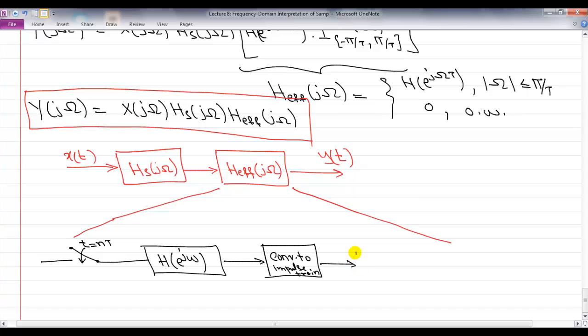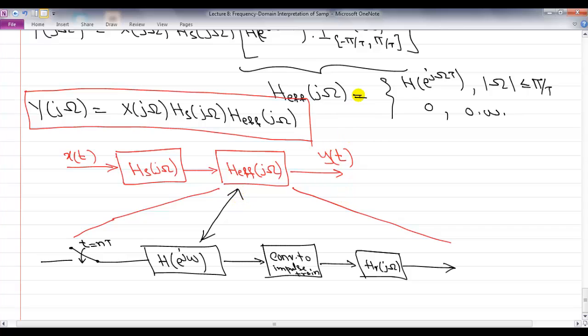And then we had H_r(jω). Effectively, what this is saying is that the effect of doing sampling, filtering in discrete time, and then converting back to continuous time is equivalent to as if you just were filtering your continuous time signal by a filter whose Fourier transform is related to the Fourier transform of your discrete filter.